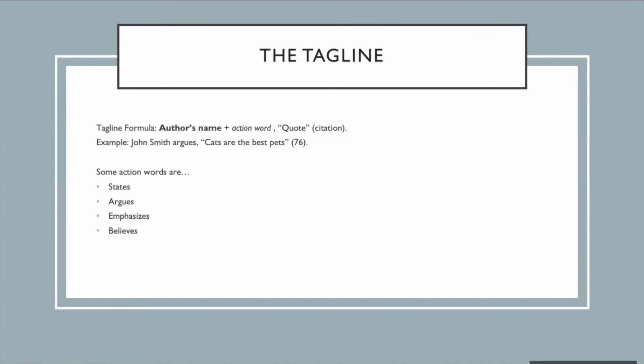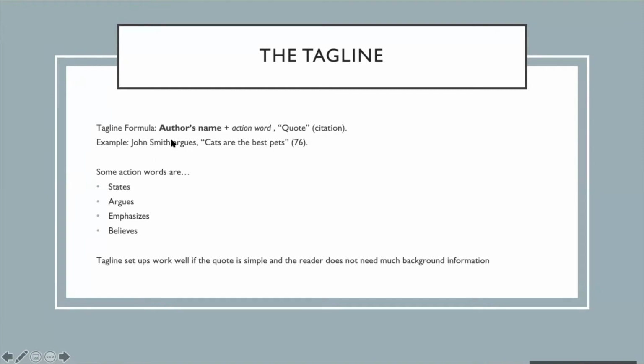Try a few, okay? Taglines work really well if the quote's simple and the reader doesn't need a lot of background information. So if you've talked about, let's go with the John Smith example here, if you've quoted John Smith before or you've mentioned him in the essay, so as a reader I'm familiar with this, I know kind of who he is, then great. You can just say John Smith argues.